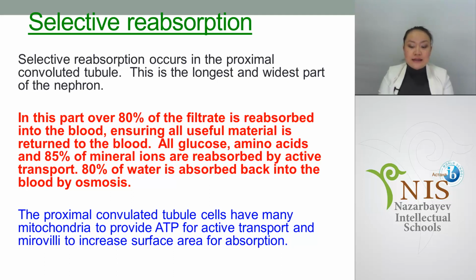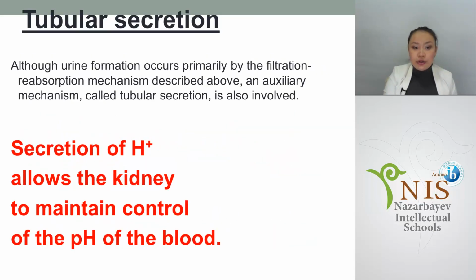The proximal convoluted tubule cells have many mitochondria to provide ATP for active transport, because we said that reabsorption of glucose, amino acids, and salts happens by active transport. Okay. Where does selective reabsorption happen? In the proximal convoluted tubule.